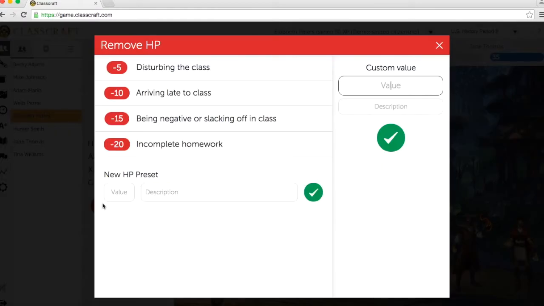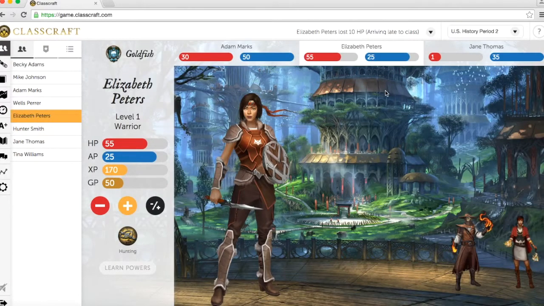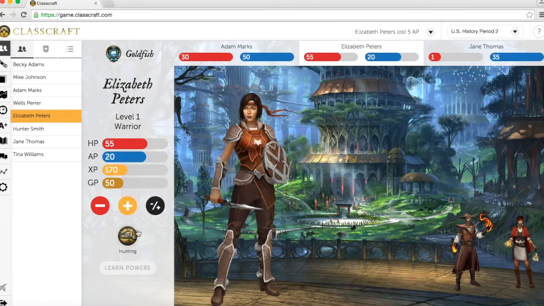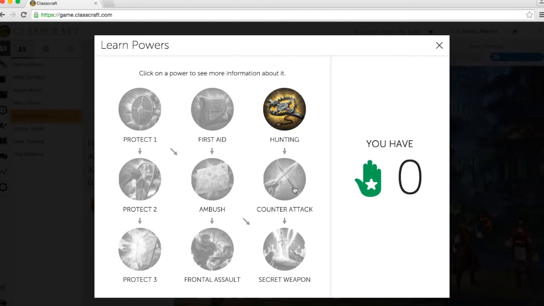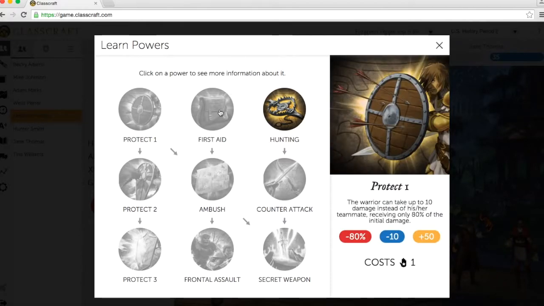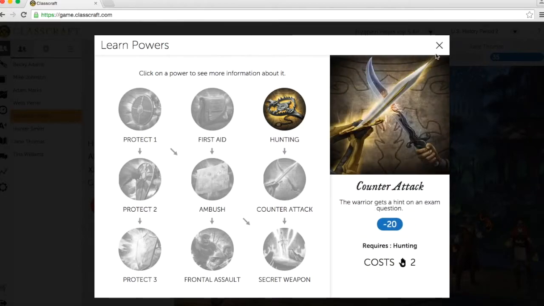The teacher takes away health points, or HP, when students perform negative behaviors in class. If students get down to 0, there are consequences, which we'll talk about in a moment. Action points, which automatically regenerate over time, allow students to use powers in the classroom. These vary from being able to eat in class, to getting a hint on an exam question, to helping team members. These powers can be changed to meet your individual preferences as a teacher.